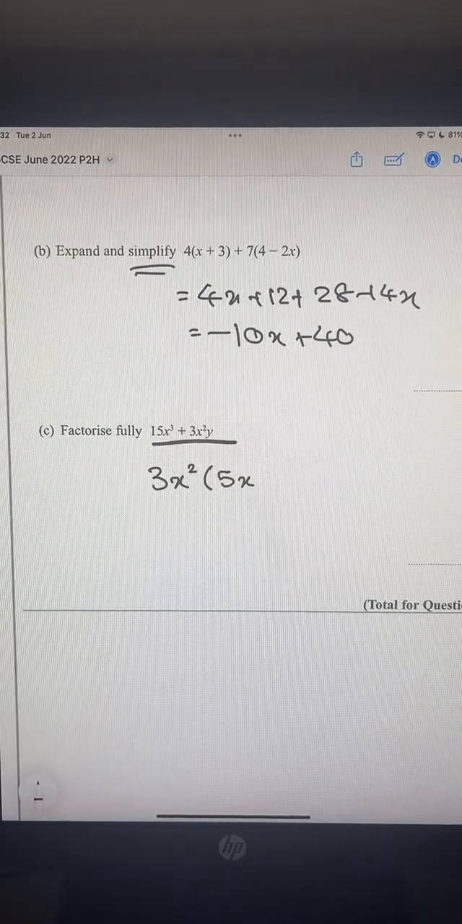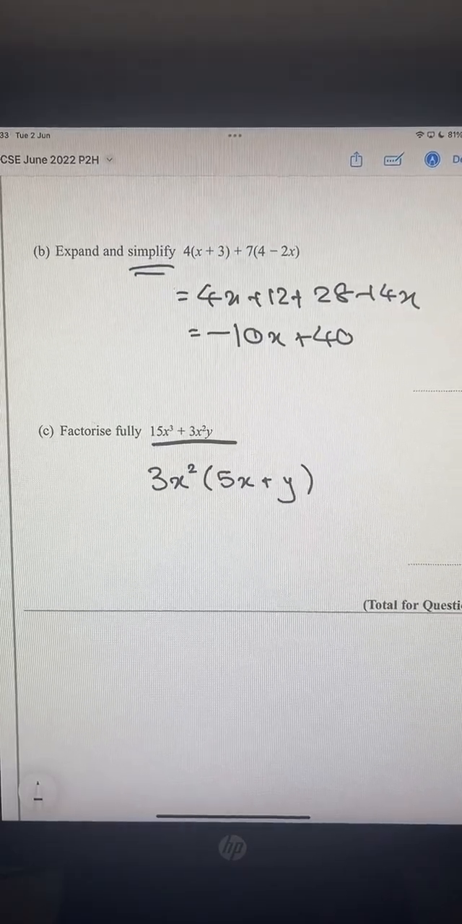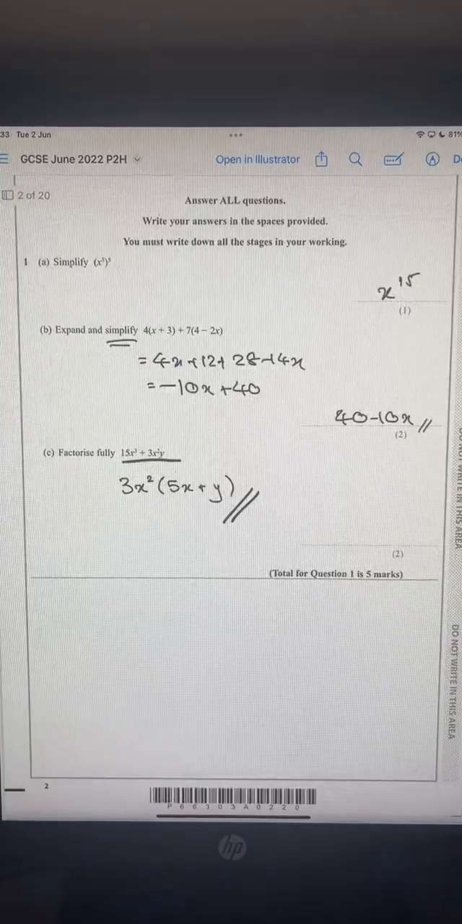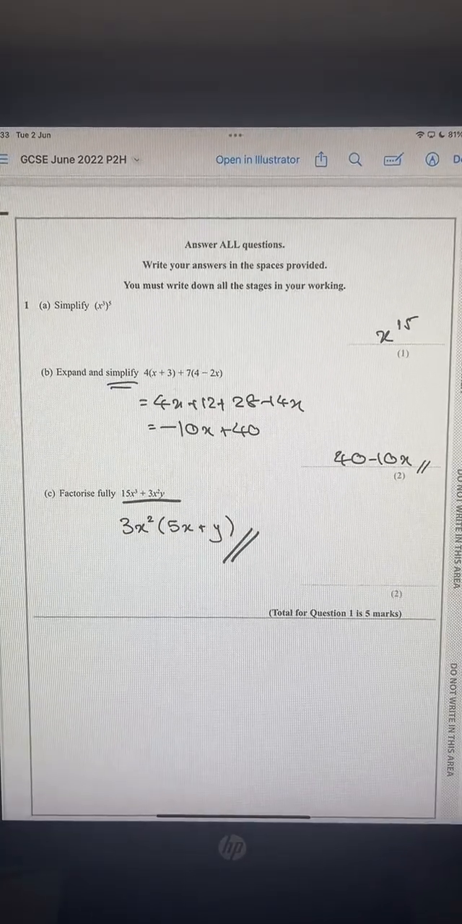So that would be x. And then how do I get from 3x squared to 3x squared y? I just multiply by y, and it's a positive, so I add that. So that is my answer to part C. Nice, a good start to the paper, a little bit of algebra. That is for 5 marks. Hopefully this is making sense.